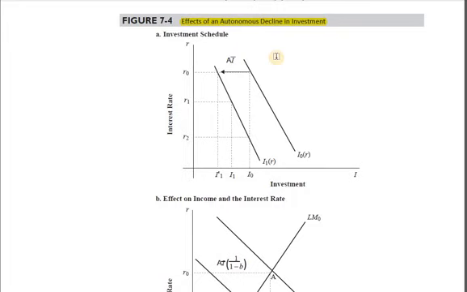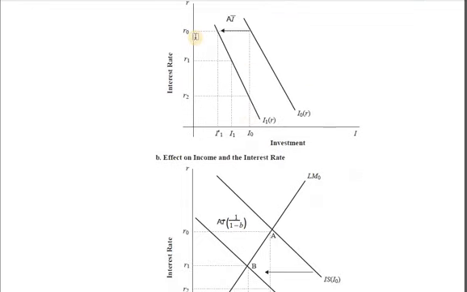Autonomous decline in investment is just like a decline in government expenditure, because G as well is not dependent on the rate of interest. But because we're talking about the academic book here, let's talk about autonomous decline in investment, so basically an investment that is not dependent on the rate of interest. So if this happens, what's going to happen?